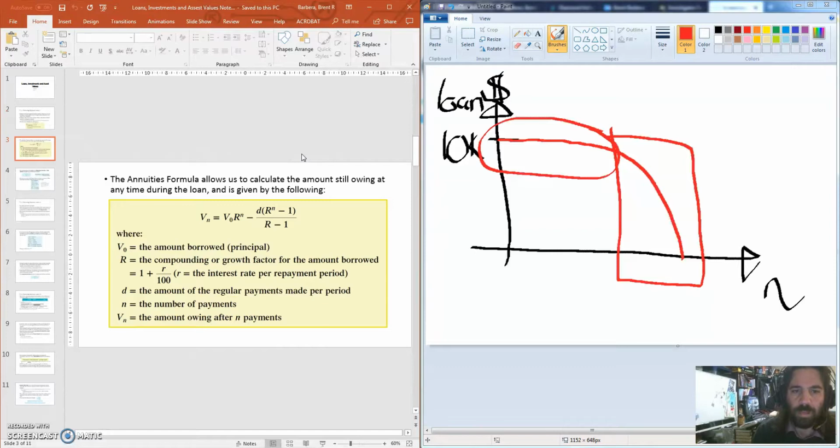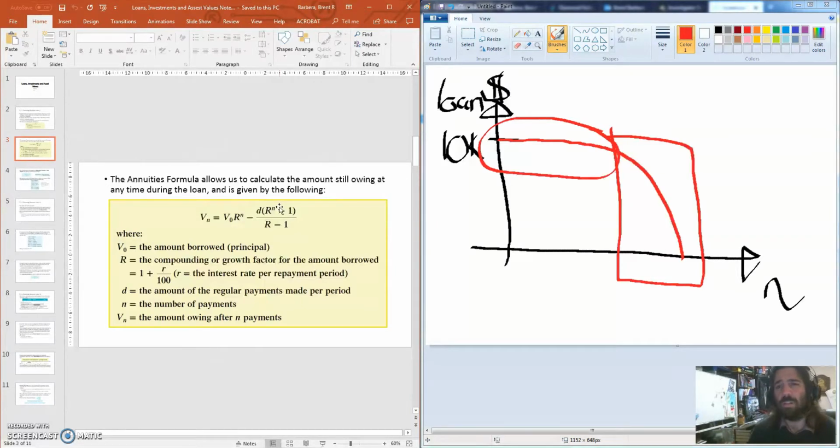So let's have a look at the next slide, and we do have this really big formula. It is actually called the annuities formula. It can be called the reduced balance loan formula. It is all the same thing. Yes, it does look very nasty and big, and yeah, it is pretty big. It's not a lot of work to do.